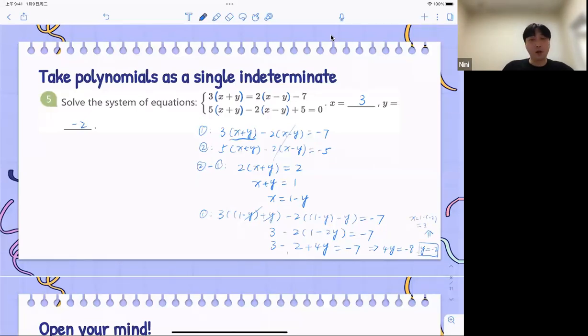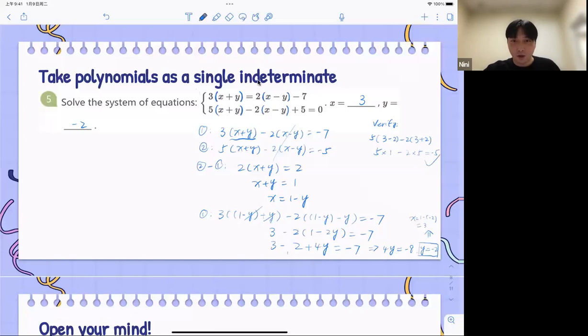Also, don't forget to check whether you get this answer correctly. So again, let's try to verify it. For the next one, we got 5 times 3, and this is minus 2 times 2, x is 3, this is minus 2, in this form. So this would be minus 5, right? So correct. We verify it again, and we got it correctly again.